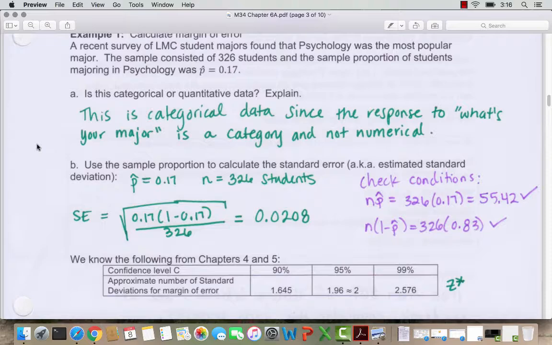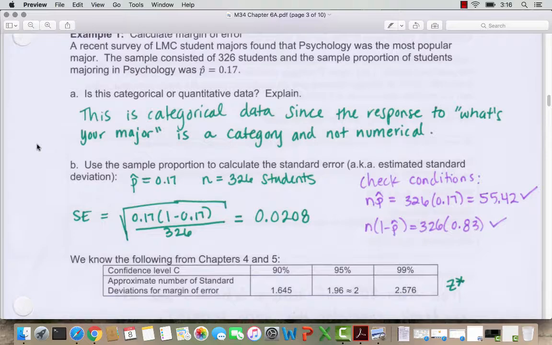So our very first question to think about is, is this categorical or quantitative data? Well, we know it's categorical data since the response to what's your major is a category and it's not a numerical or quantitative response. So using the sample proportion, we can calculate the standard error, also sometimes called the estimated standard deviation. You'll hear me use those terms interchangeably.